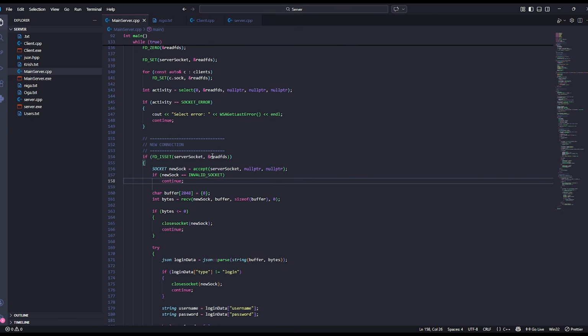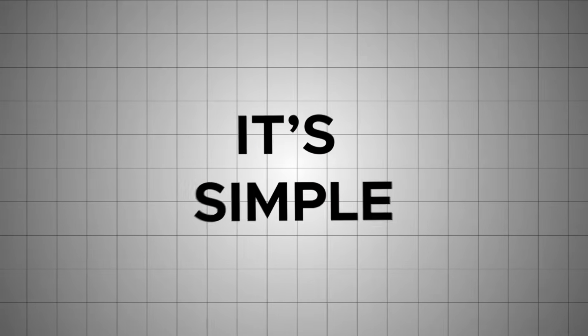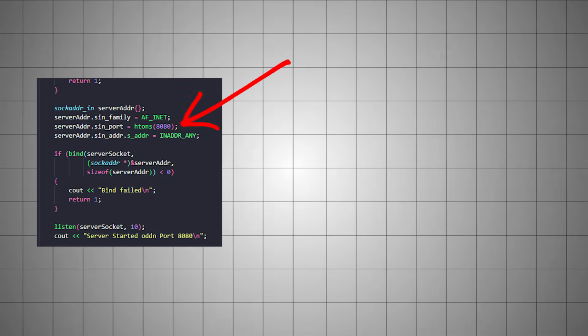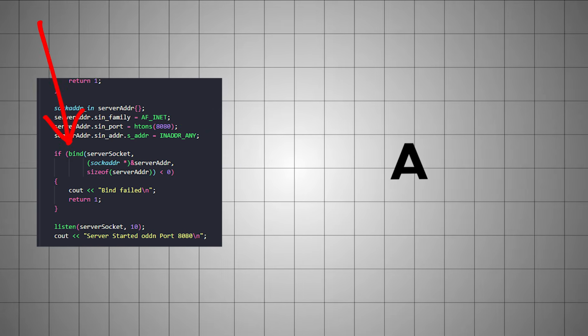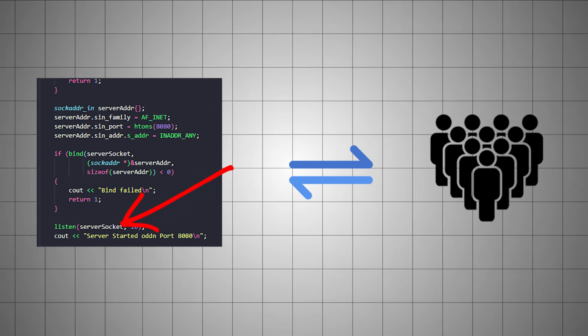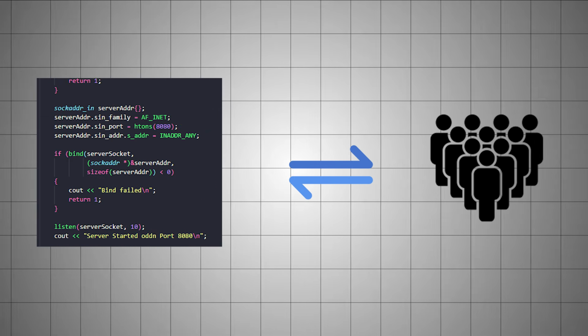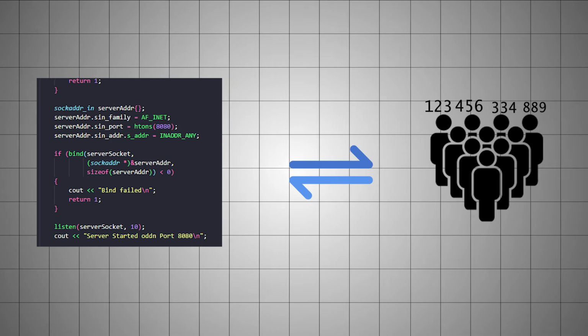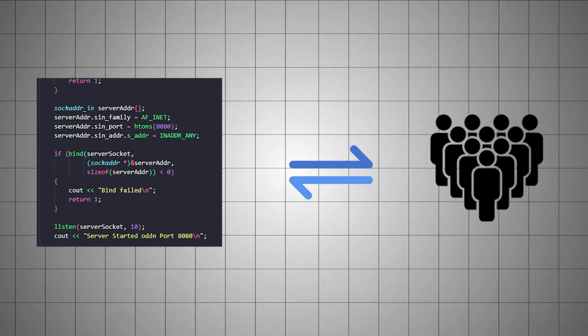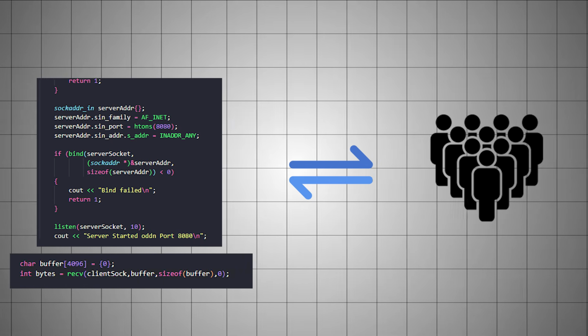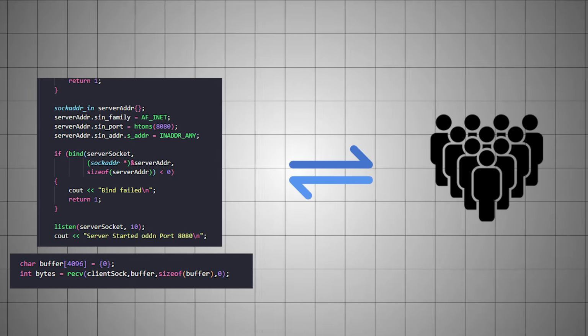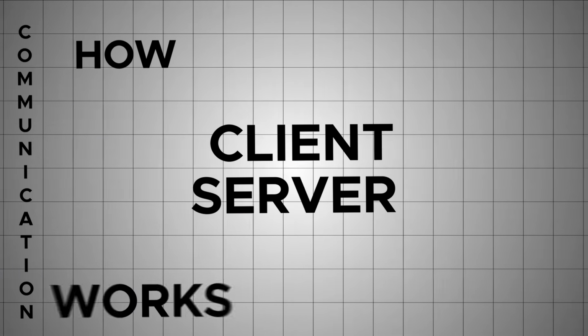But you may ask, how does a server even work? It's simple. First, choose a port where the server will run and bind the socket to it. Then the server listens for connections and clients can connect using their own sockets. After that, the client sends data using the send function and the server can receive it using the receive function. And that's how client-server communication works.